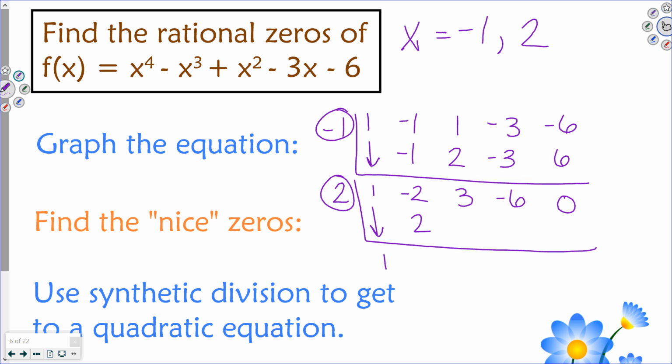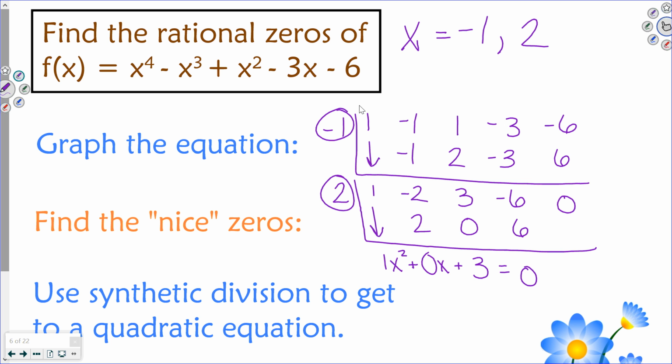Multiply. Add. Multiply. Add. Multiply. Add. Do I need to worry about the 0 thing over here? No, I don't need to worry about that. So I got a 0 for my remainder again, so that means it is, in fact, a factor. So if I started with x to the 4th, and I did synthetic twice, I'm now down to x squared. So I have x squared plus 0x plus 3.